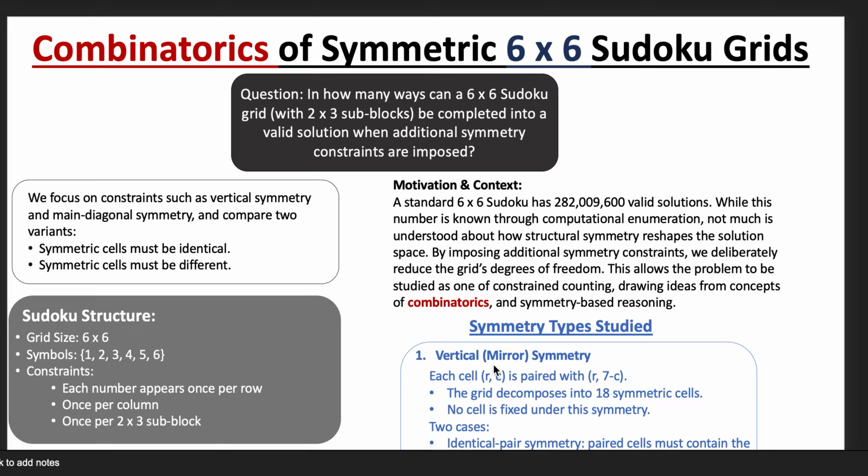My project explores a counting question inspired by Sudoku, and the question is, in how many ways can a 6 by 6 Sudoku grid with 2 by 3 subblocks be completed into a valid solution when additional symmetry constraints are imposed? Rather than trying to compute an exact total, my focus is to understand how imposing symmetry changes the structure of the solution space.